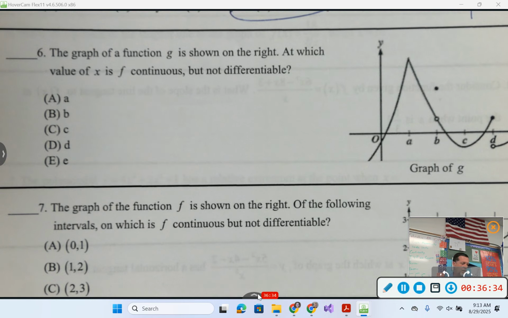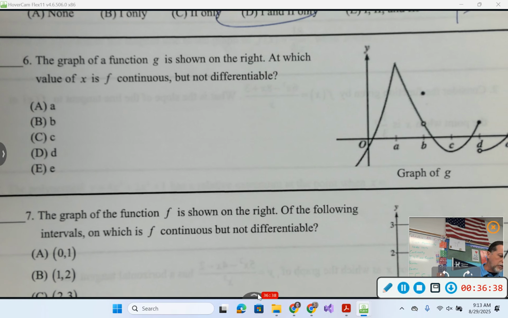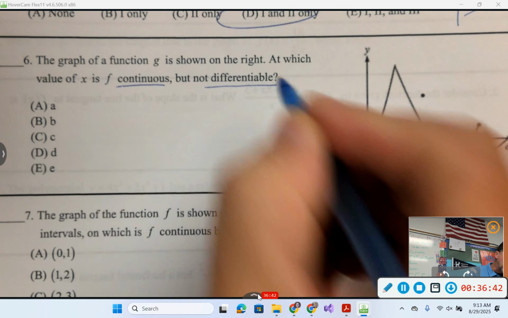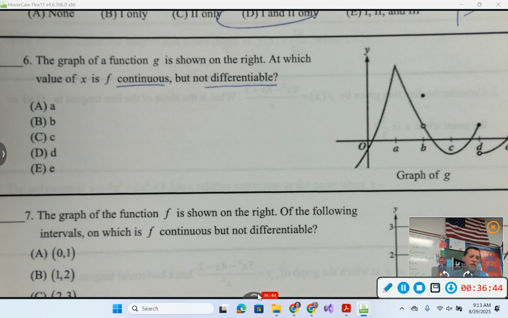Number 6. Graph of a function g is shown on the right. At which value of x is f continuous but not differentiable? So I want continuous but not differentiable.